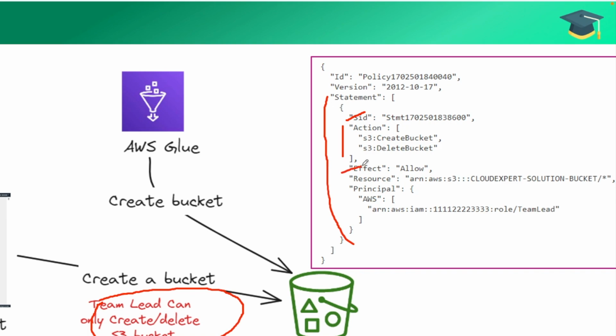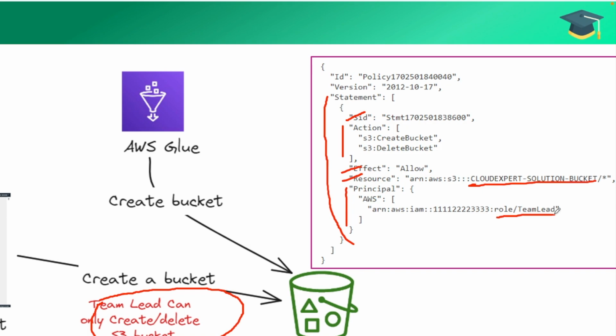Next component, Effect. It can have either Allow or Deny. Allow means you are allowing that user or role to perform certain activities listed in the action. If you deny, you are specifically saying that you don't want to allow that role or user to perform those specified tasks. Next, Resource. Resource means on what AWS object the permission is going to apply. For our case, it is an S3 bucket. And then the Principal, who is actually going to have that privilege. You can specify an IAM user or an IAM role.